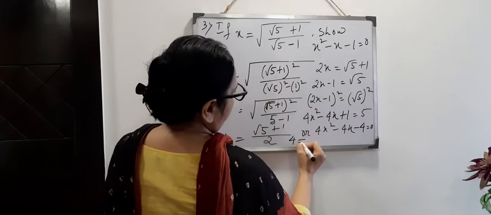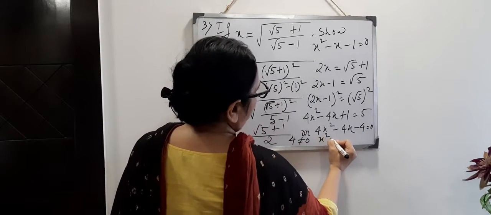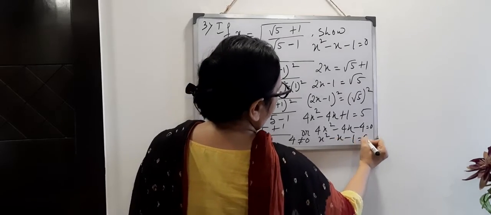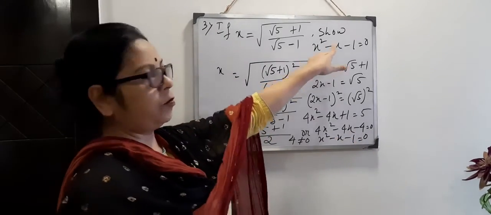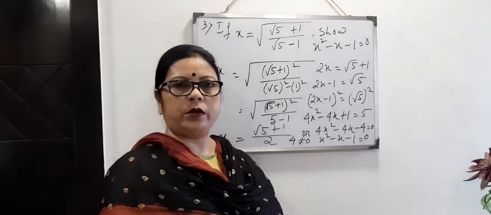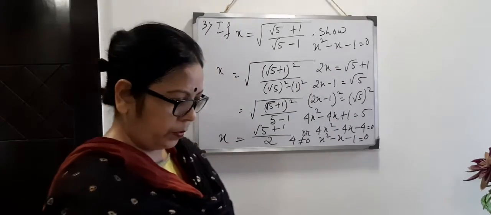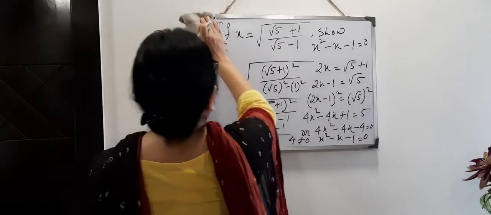Now 4 we can take common. It is becoming x square minus x minus 1 equals 0. That you have to prove. So it is already proved. Clear? Now next one.